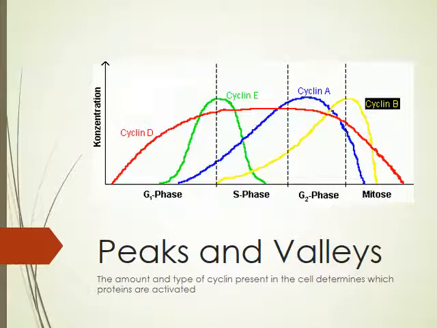It's even easier to look at with this graph. You've got cyclin D rising, and as cyclin D rises, cyclin E kicks on. As cyclin E peaks, cyclin A kicks on. As cyclin A peaks, cyclin B kicks on, and they all end in mitosis. They're all gone by then.